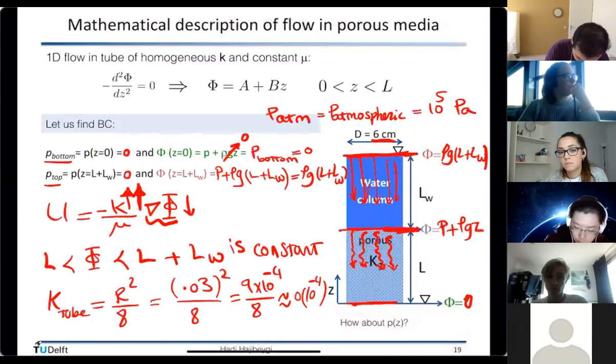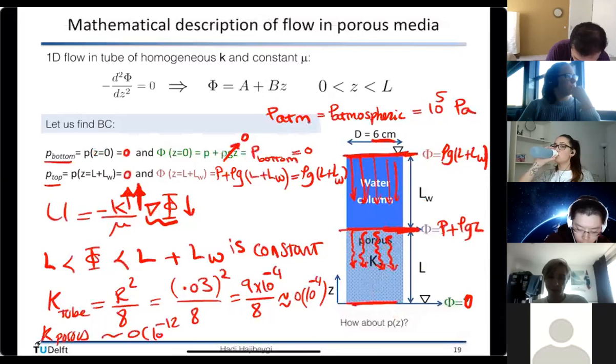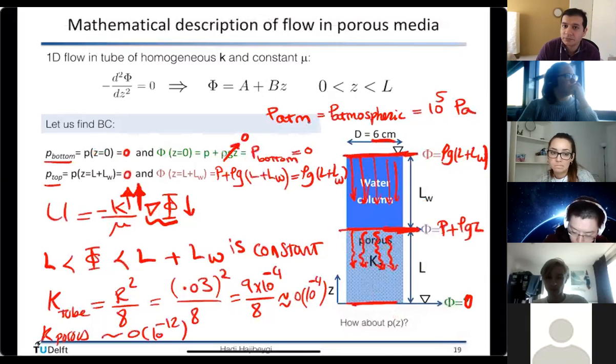Because the K of the porous sample is in the order of 10 to the minus 12, and maybe even smaller. So inside the water channel, we will assume that the potential drop would be negligible. Yeah, so that is what you would do. Inside here, the potential drop would be negligible.